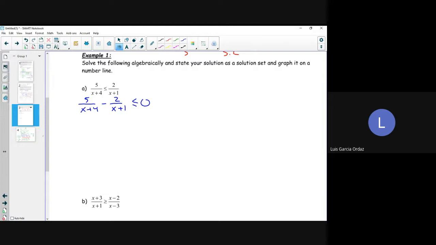Before we simplify, let's state our restrictions. What would our restrictions be for this expression? x cannot equal -4 or -1.